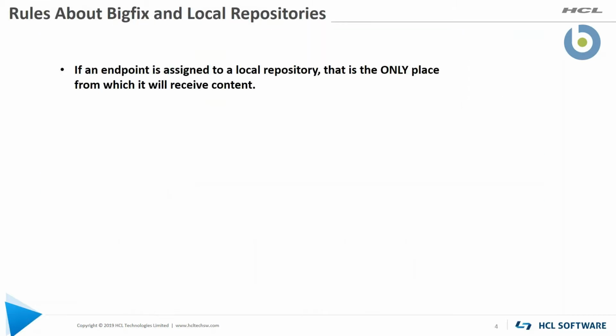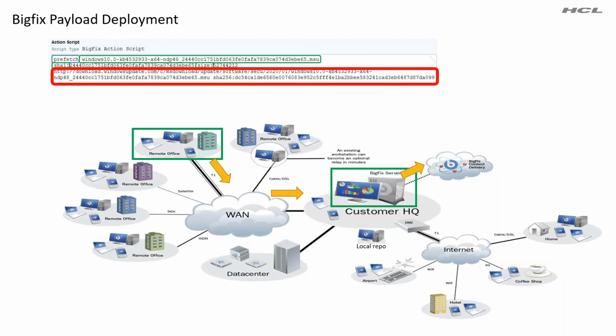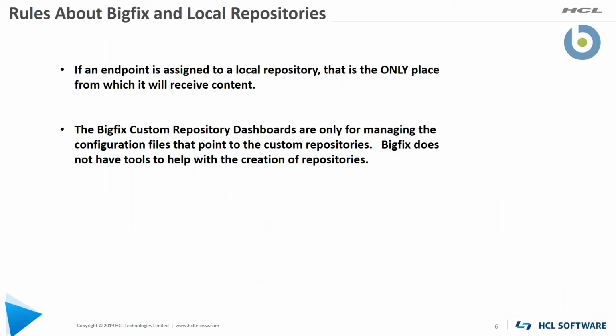There are two key points related to local repositories that are important to remember. First, if you configure an endpoint to use a local repository, then that's the only place it looks for content. So unlike the default deployment scenario we talked about in the last video, if the custom repository setting is applied, BigFix will not use the URL embedded in the prefetch statement, and it will not go out to the internet to get the payload. Instead, it will look to a local repository, and if the payload is there, it will retrieve it and deliver it out. If the payload is not there, the action will fail.